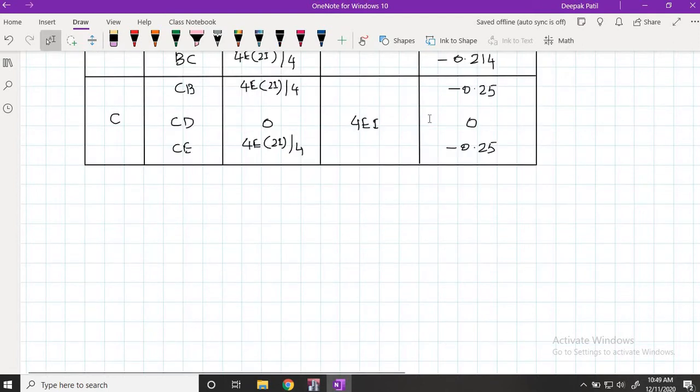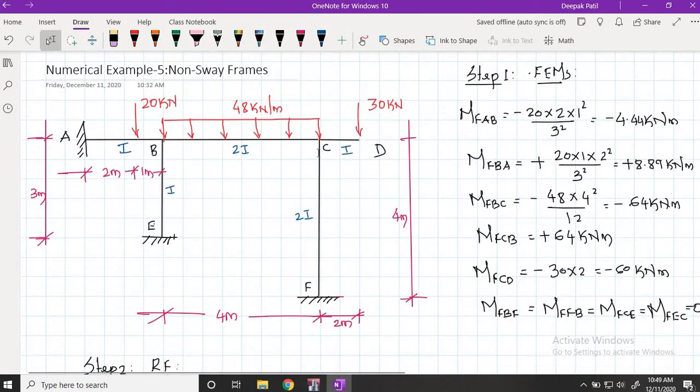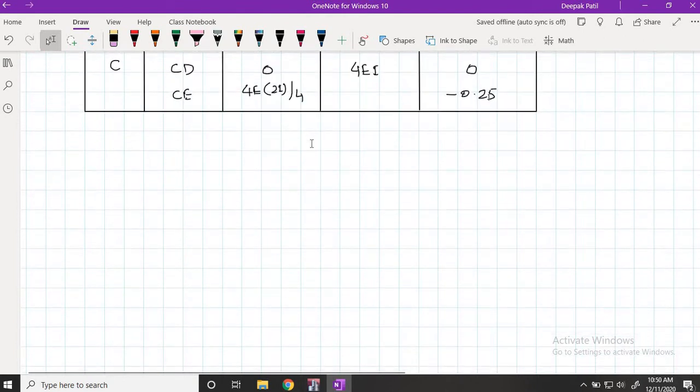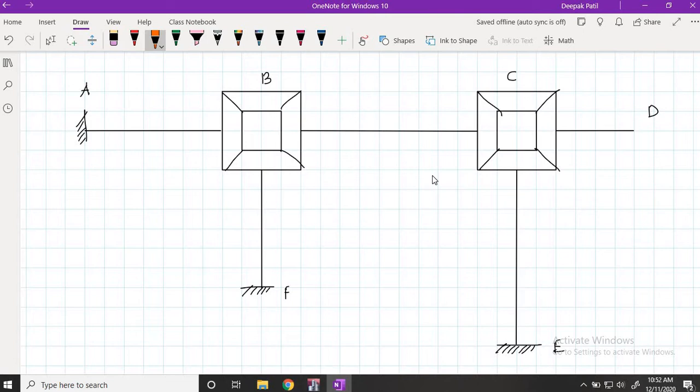Now I have to draw the boxes to calculate the rotation contributions, and you have to draw the boxes only at joints B and C because they are the ones which rotate and make a contribution for the rotation. A, E and F are fixed, so no need to draw the boxes, and since D is a free support, because CD is an overhang, no moment will come at that point. Even though it is rotating, no moment will come at that point, so no need to draw the box at D. So you have to draw only boxes at B and C. Let me just draw that. Okay, I have drawn the boxes at B and C.